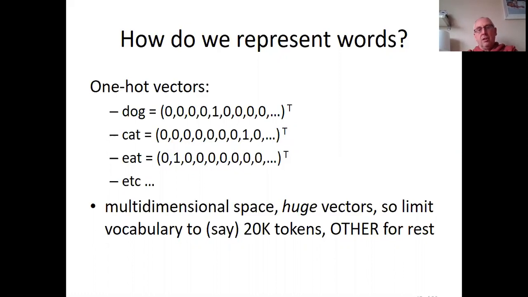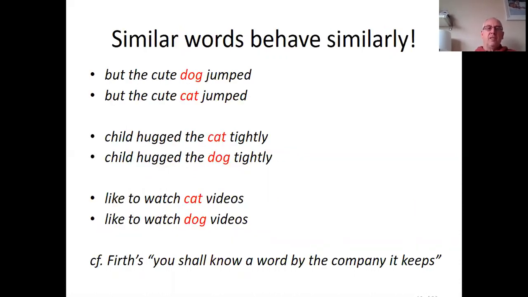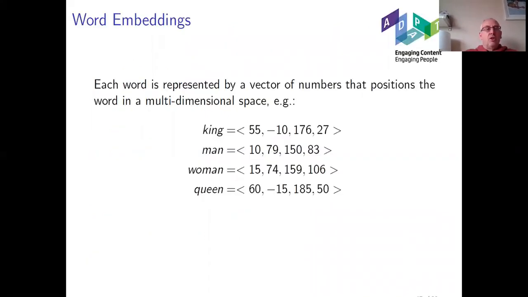But as I said earlier on, in order to stop the matrices from being too large and the number of calculations being completely astronomical, we limit the vocabulary to, let's say, 20K or 30K or 50K or 70K. Anything below that, which is cut off, we just have a token which represents all those other items. And of course, similar words behave similarly. So you can see here that dog can appear in all of the instances where cat can, because they're very similar words. So we actually represent words in terms of their word embeddings.